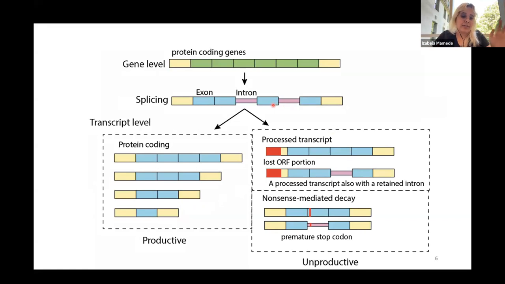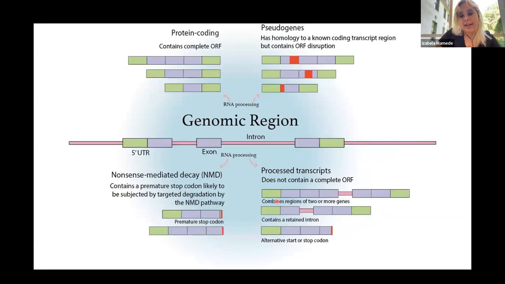Here we call unproductive anything that cannot be translated by canonical translation methods. There are two main unproductive groups. The processed transcripts, which lost the open reading frame in some way, can be because of retained introns or the loss of a start codon. And then NMD transcripts, because they have a premature stop codon near the splicing junction. These transcripts are marked for the nonsense-mediated decay mechanism to be degraded. The problem is that we have a very big range of transcripts, and when you analyze only at the gene level, you're losing a lot of information.